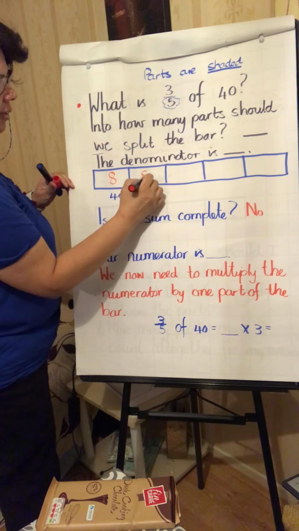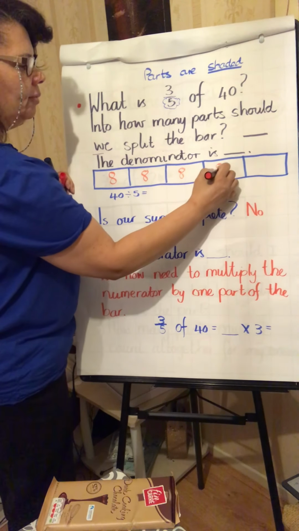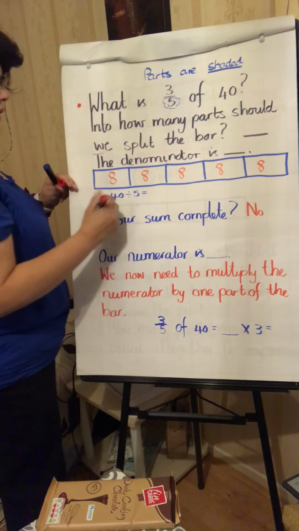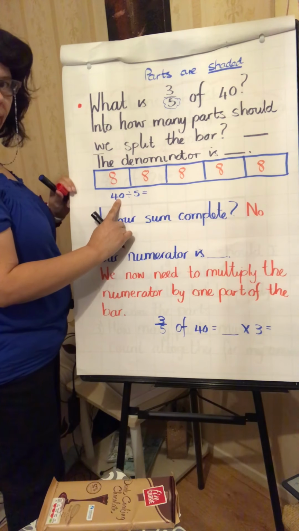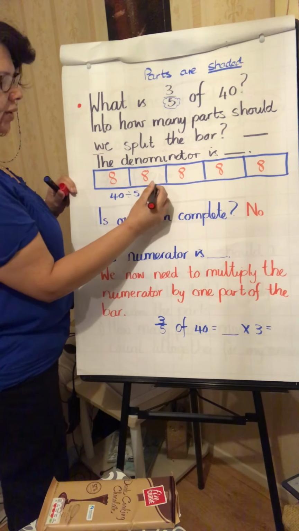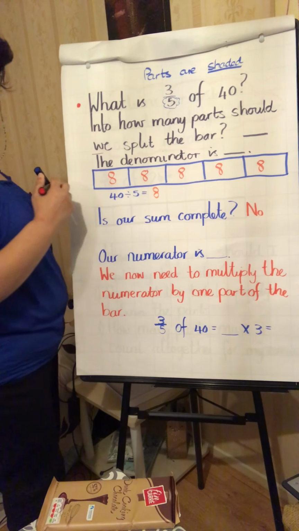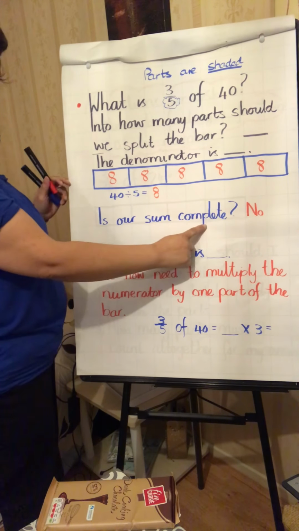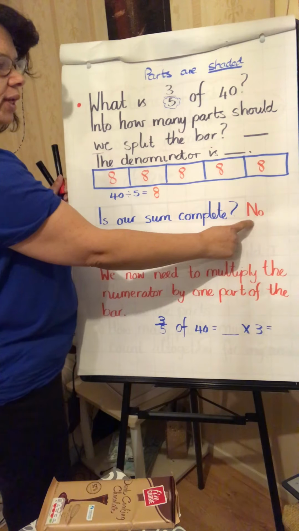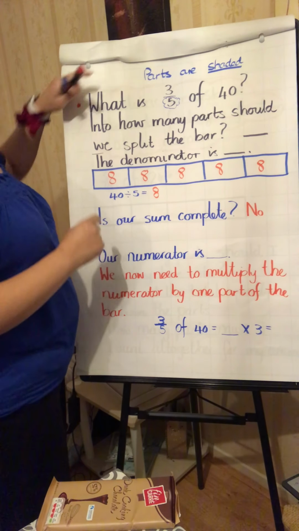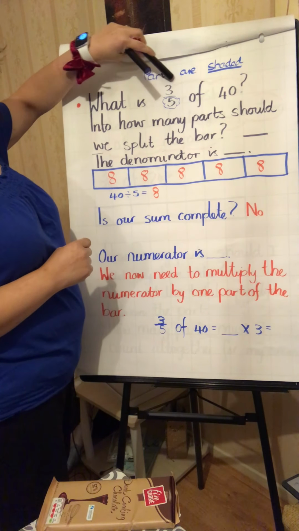So 8 plus 8 plus 8 plus 8 plus 8 is equal to 40. So 40 divided by 5 is equal to 8. But is our sum complete? No. What must we still do? We need to use our numerator.